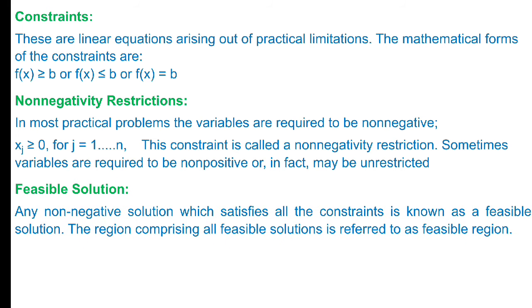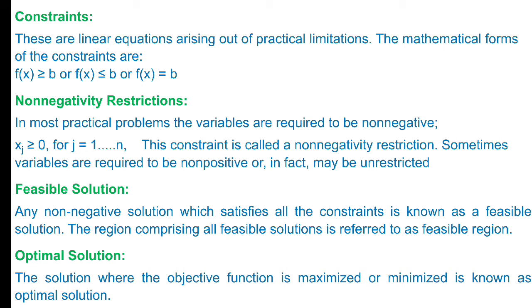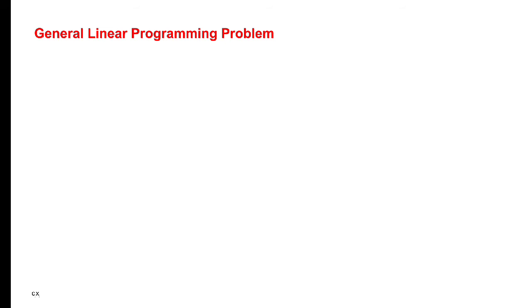Feasible solution. Any non-negative solution which satisfies all the constraints is known as a feasible solution. Optimal solution. The solution where the objective function is maximized or minimized. Both ways, you can say, is called an optimal solution. General form of linear programming problem.